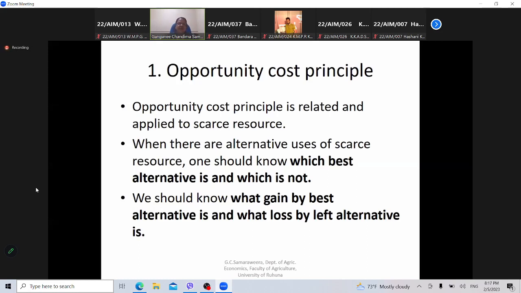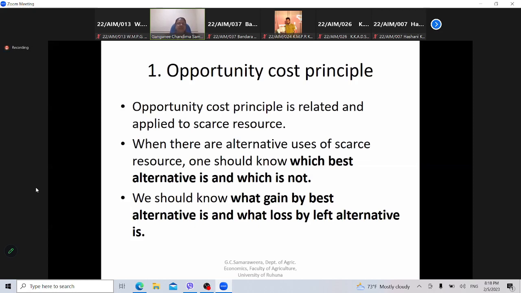So the opportunity cost principle is related to scarce resources. Let's say you have a simple example, land. In this land, you have two options, two alternatives. One, you can build a house using this land. Another option, you can make this land a paddy field. Out of these two alternatives, maybe your best alternative is making a house there, because you don't have any shelter to stay, and housing is among our basic needs. Then you miss the chance of preparing a paddy field or cultivating paddy there. Then what is the foregone cost? Maybe the income gained from the paddy, because you have selected building the house.